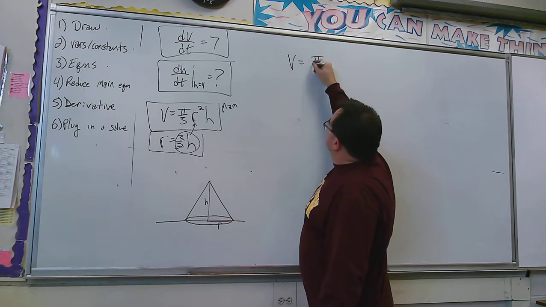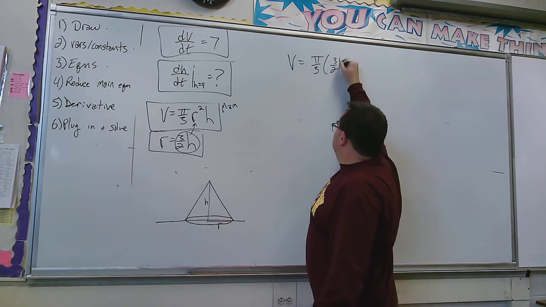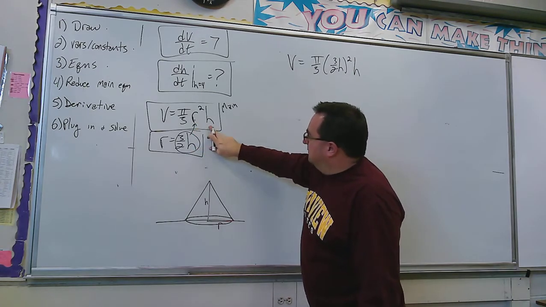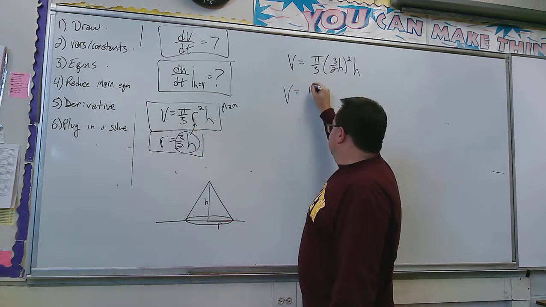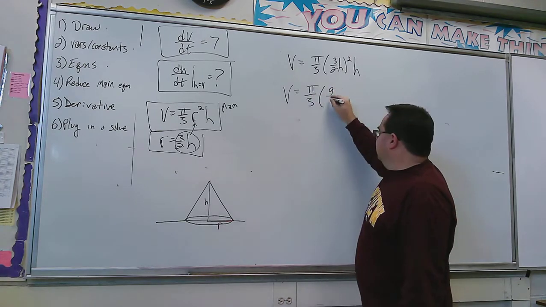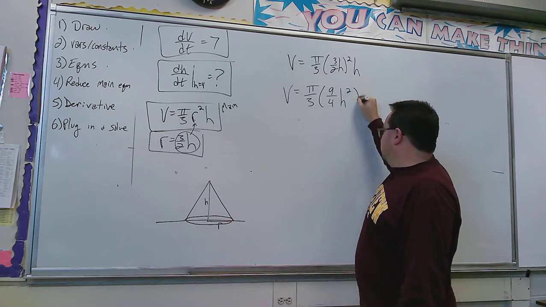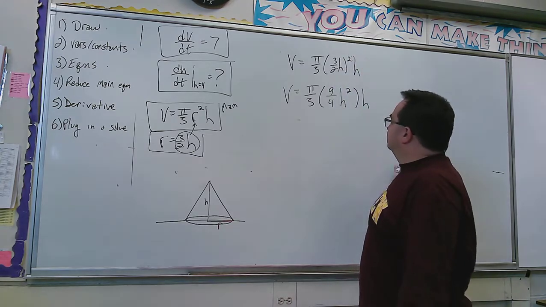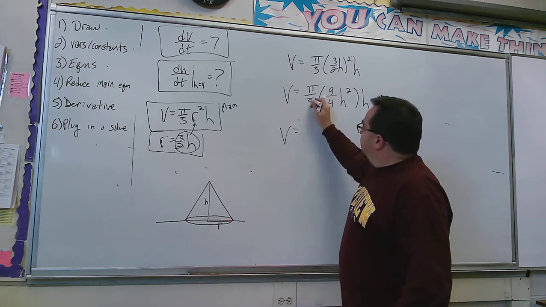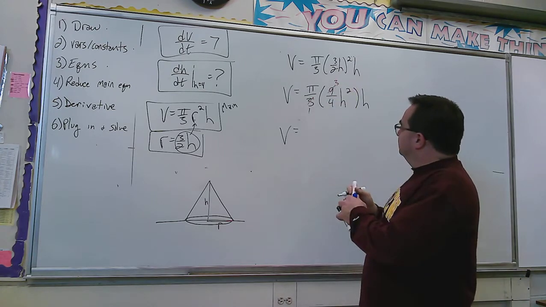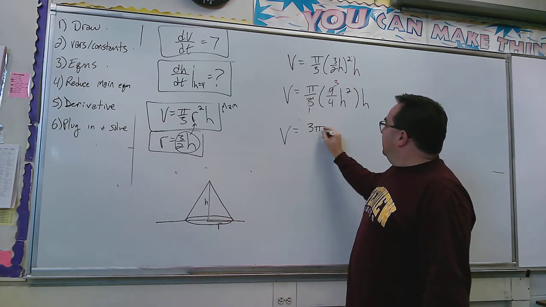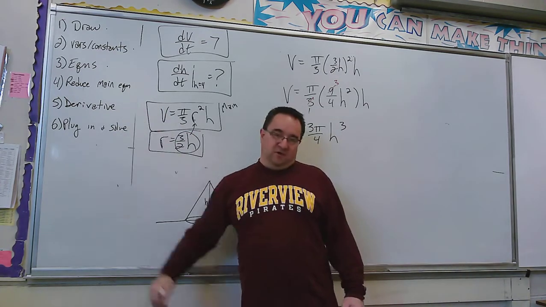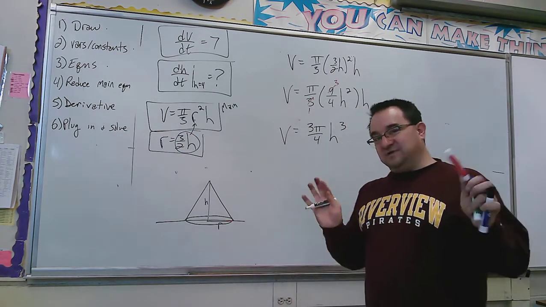So V is pi over 3 times 3 halves h squared times h, right? So this is going to be pi over 3 times 9/4 h squared times h. That's 3 halves squared, h squared. This 3 cancels part of that 9. So I'm going to have 3 pi over 4 h cubed. So I've completed number 4. I reduced it down to two variables and streamlined it.